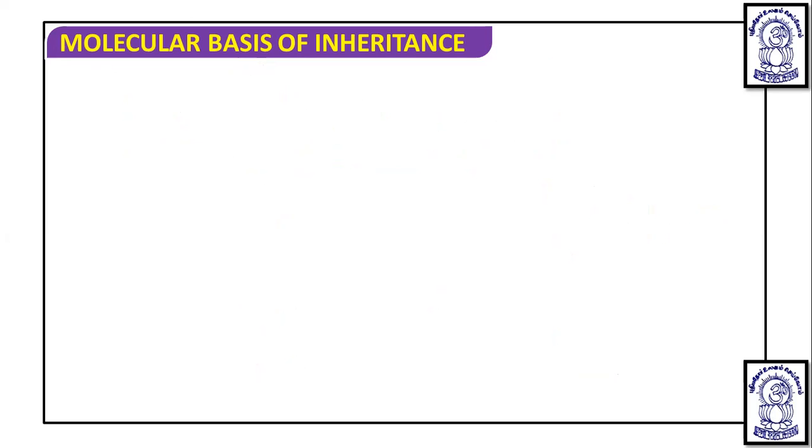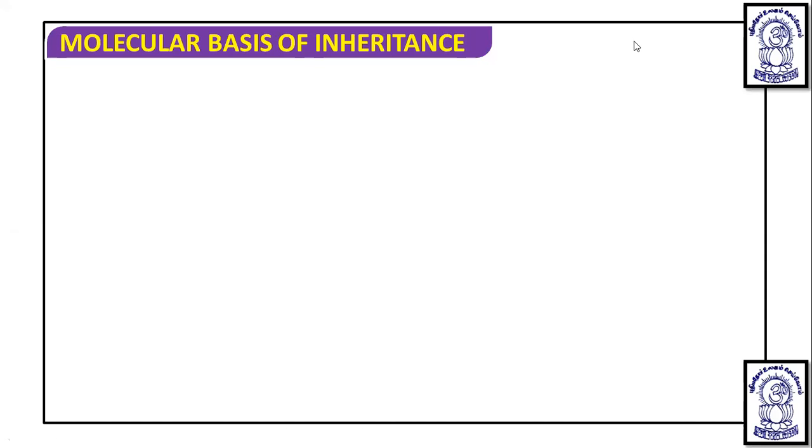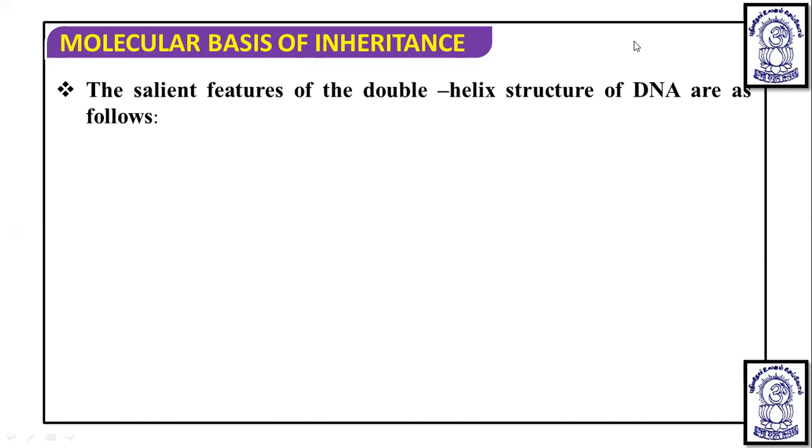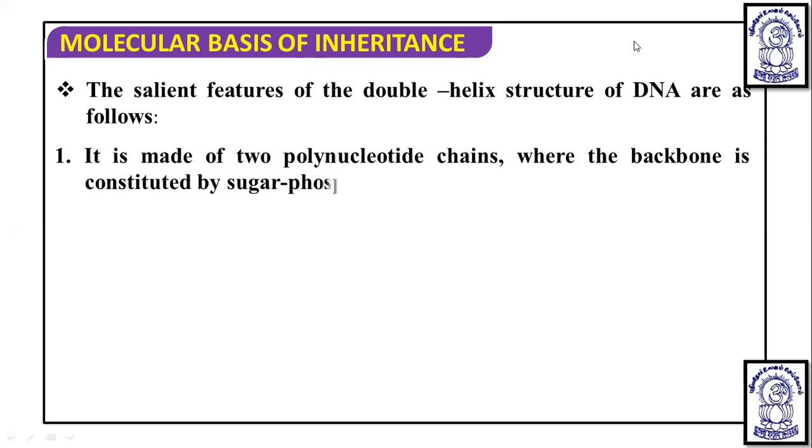Now further to this, okay, so this is the whole structural detail of our double helical model, it looks like this. So this is the structure of DNA which is given by Watson and Crick. And now we are going to talk about the salient features of the double helix structure of DNA, which are as follows. So what we see in this double helical model of DNA is that it is made up of two polynucleotide chains where the backbone is constituted by the sugar and phosphate and bases are projected inside.